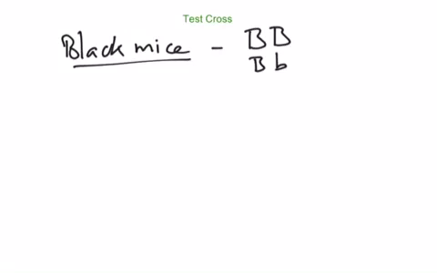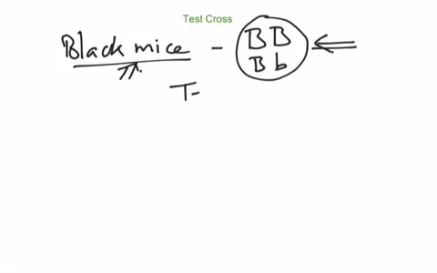To look at the mice, you can't actually tell whether they're big B big B or big B little b. So there is a way that you can determine their genotype, and that is by doing a test cross. And the rule of a test cross is this.